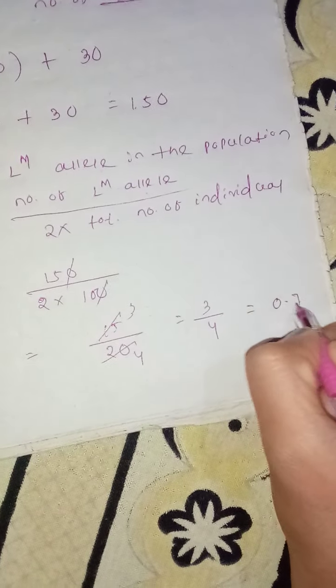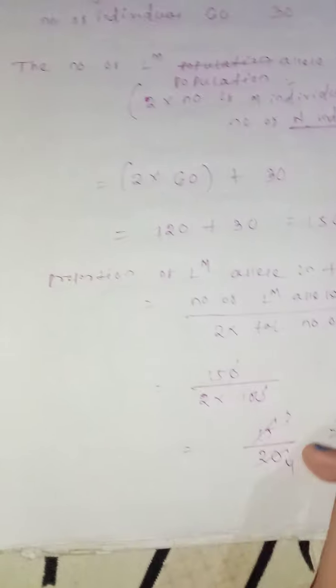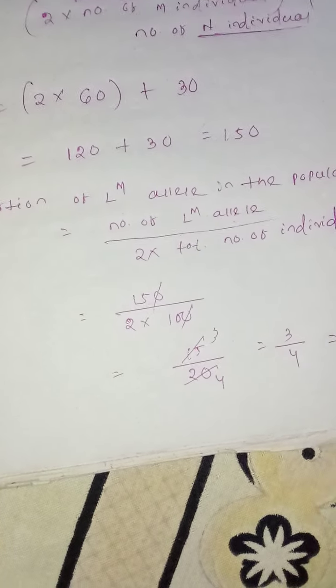3 by 4 is equal to 0.75. So the gene frequency of LM allele is 0.75.